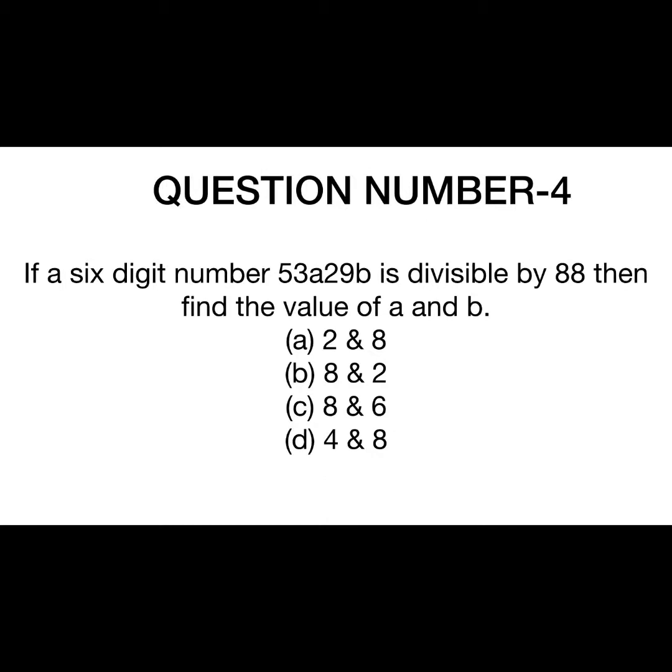If a 6-digit number 53A29B is divisible by 88, then find the value of A and B. Options are 2 and 8, 8 and 2, 8 and 6, and D 4 and 8.